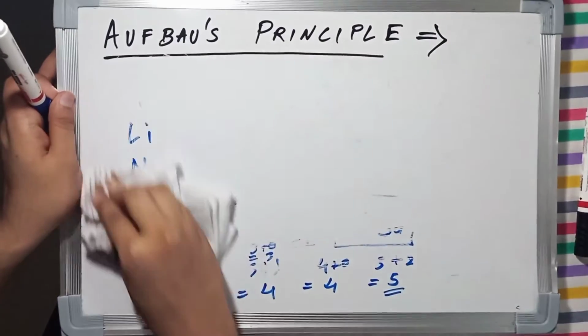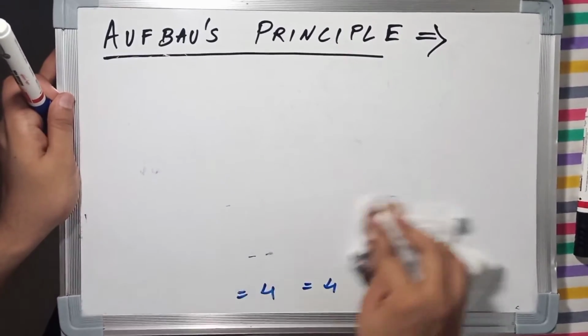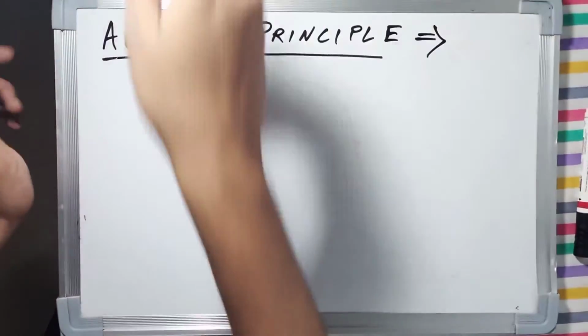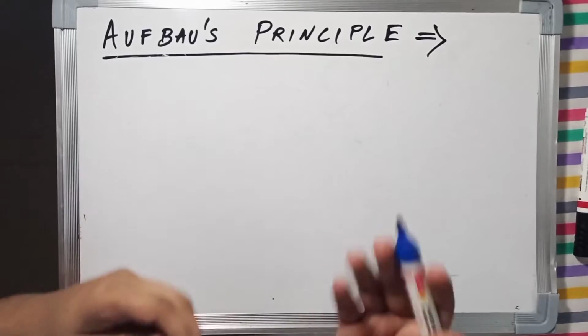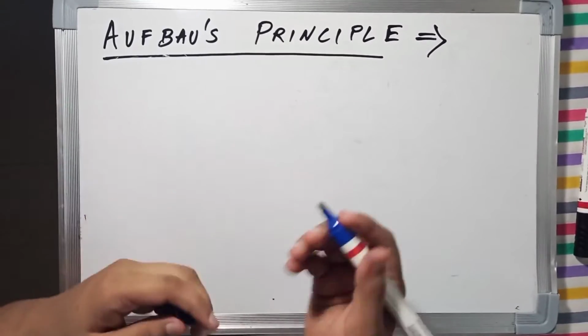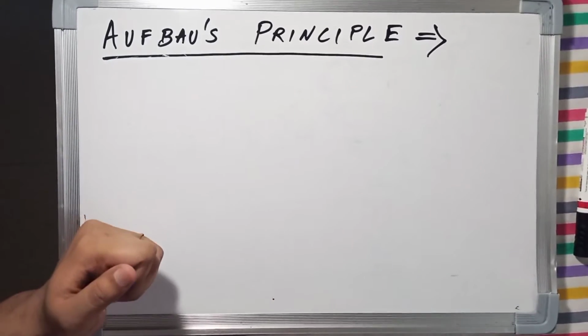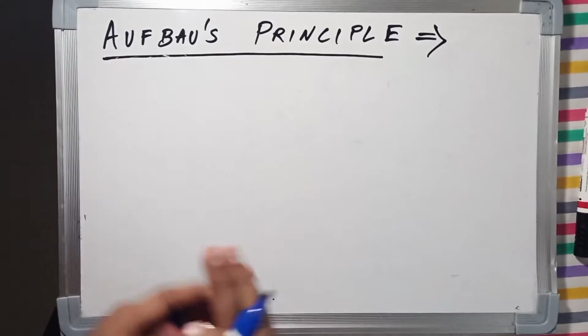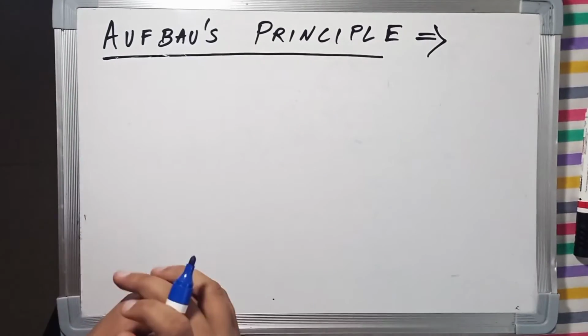This is how our modern periodic table has been designed. It is designed on the basis of increasing energy levels of different subshells. The atoms are also in the increasing order of atomic numbers.